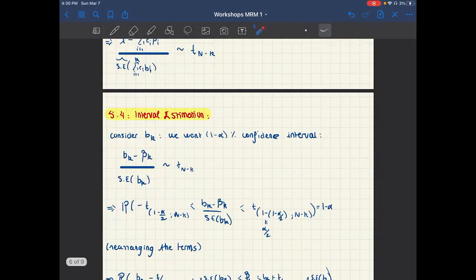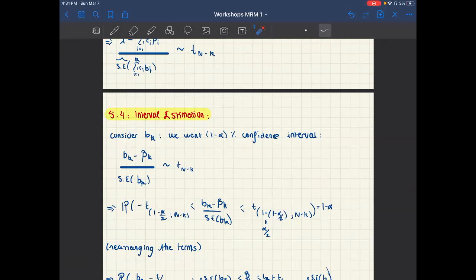So now I'm going to hit on what we didn't talk about yesterday, which I wanted to, but I think I rushed through things a bit. So interval estimation, what we want to do is we have our estimates for beta 1 up to beta k, which are the B1s up to the BKs. But we would like a sort of confidence interval where with some level of certainty, let's say 95% certainty, we know the real value beta k will be in that interval.